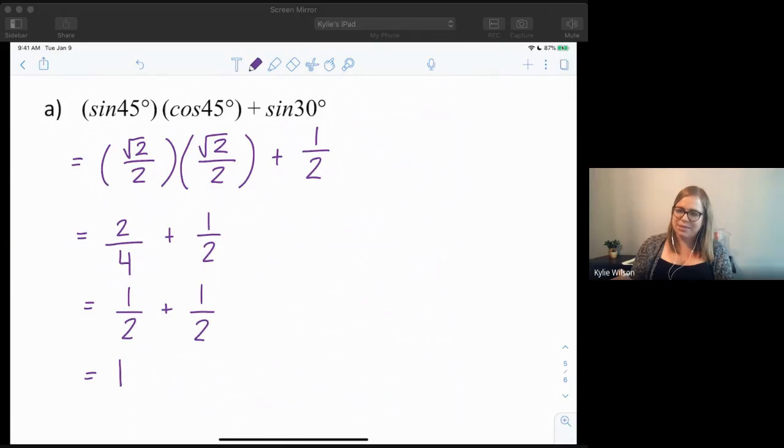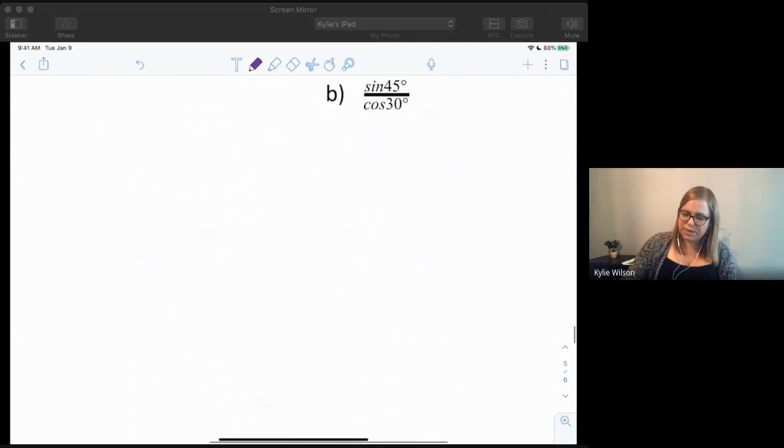So any questions about where I got that? I know that this is a lot of fractions, so hopefully it's not too crazy. Okay, so that's our first example of how to use this. So now that I know these values, I don't have to plug that whole thing into my calculator. I can just do this all by hand really quick. So that's one of the bonuses of this.